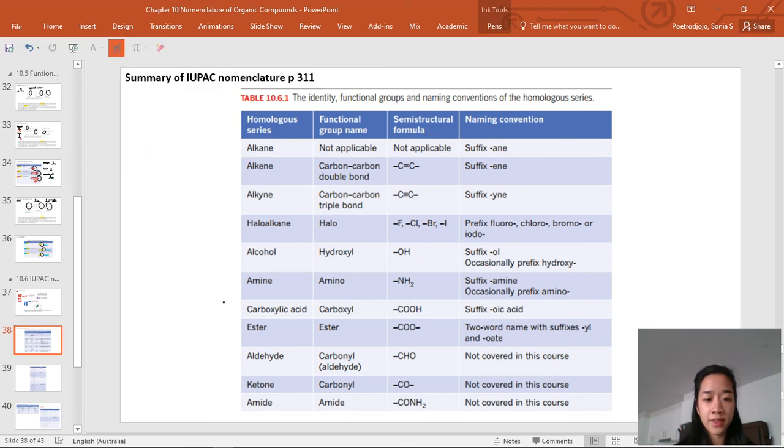And just remember that with aldehydes, ketones, and amides, you only need to know how to draw them. It's actually said here, it's not covered in the course. But for everything else, you need to know the naming conventions.